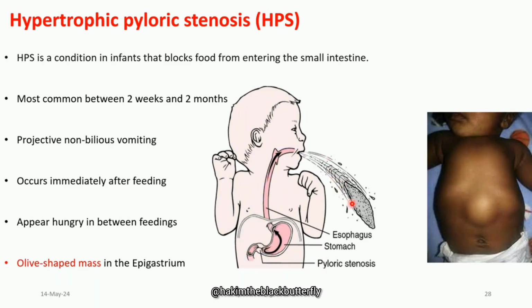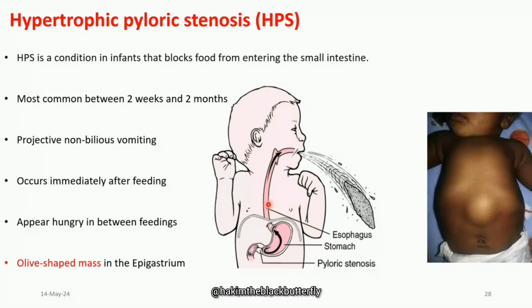This presentation is going to be between 4 weeks after birth and the second month of life. These kids are always going to be hungry and always crying because of the hunger. Okay, even though they are fed, they are going to always be crying because of being hungry. Whatever they are being fed is being brought back because of this vomiting.